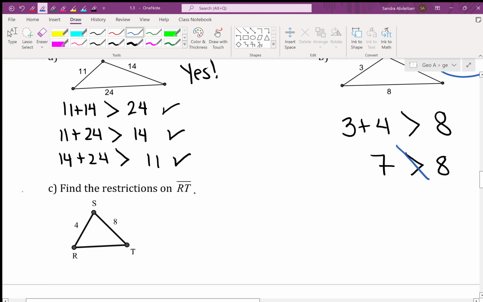All right, let's put a star on number C. There's definitely a question like this on your quiz on Monday. So if you've been listening to me today, I've already told you a lot of things to expect to see on Monday. All right, we want to find the restrictions on segment RT.